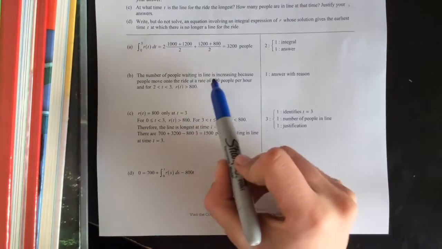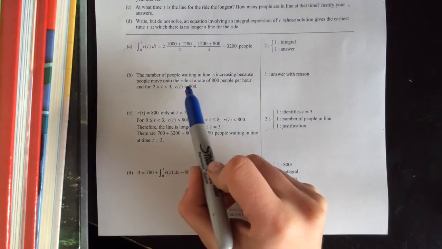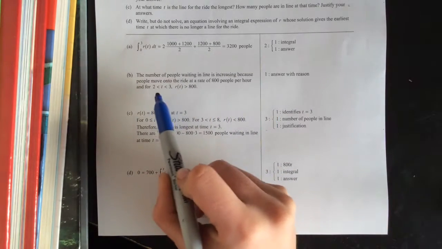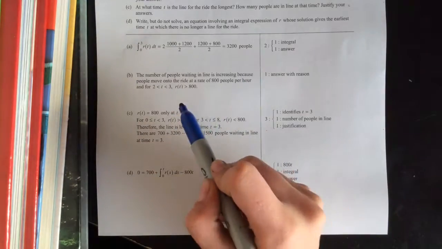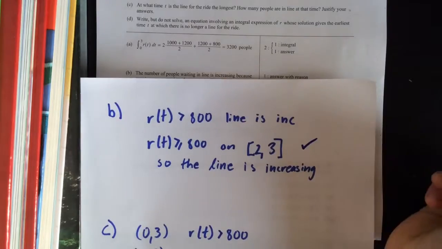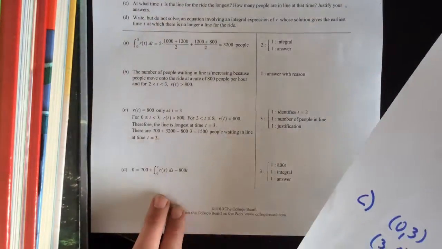So the number of people waiting in line is increasing because people move onto the ride at a rate of 800 people per hour for t between 2 and 3, and r of t is greater than 800. So that much is what we have here, so perfect, we got the point for that one too. Now let's go on to part C.